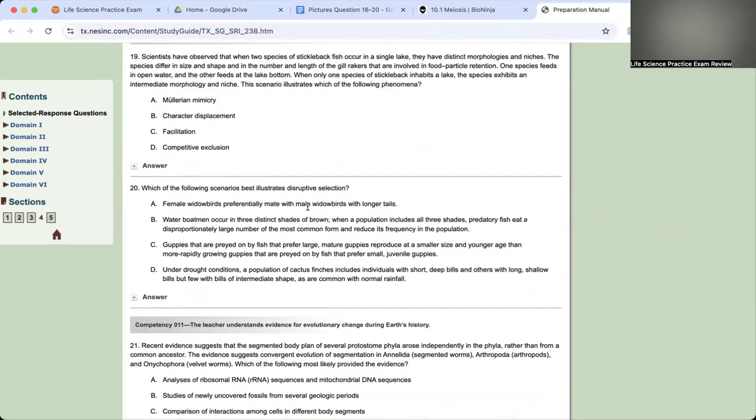C, facilitation. A positive interaction between species where at least one species benefits and no species are harmed. Or D, competitive exclusion, which is defined as a proposition that two species which compete for the same limited resource cannot coexist at constant population values. Basically saying that if two species exist in the same environment with the same limited resource, they're not going to both be able to survive. So based on these definitions, B is the one that applies to our scenario above, character displacement.